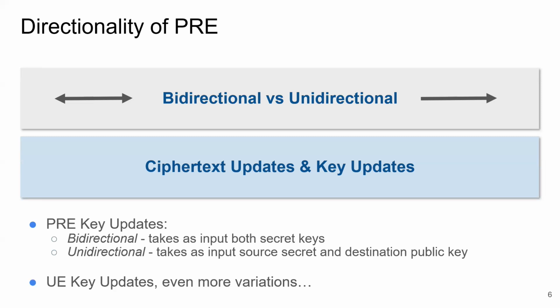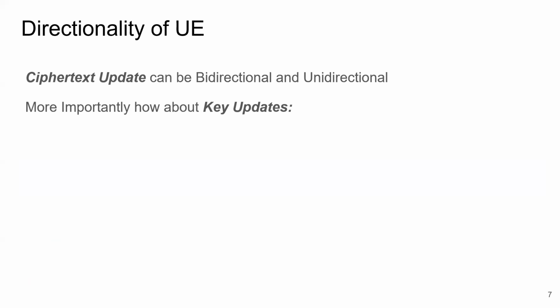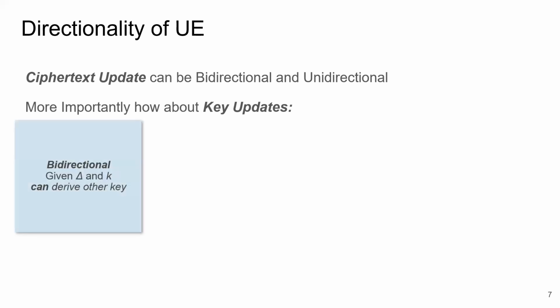In UE, when it comes to key updates, there are even more variations. So again, you can have your ciphertext updates, which are bidirectional or unidirectional, but then key updates can be bidirectional. So given an update token and a key from one epoch, you can derive the key for the opposite epoch. So for E to E+1 or E+1 to E.